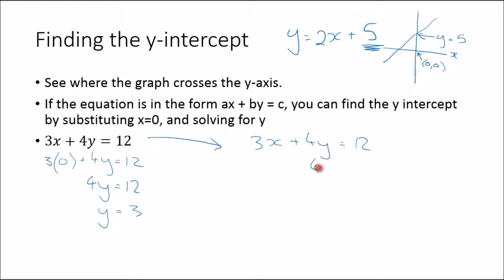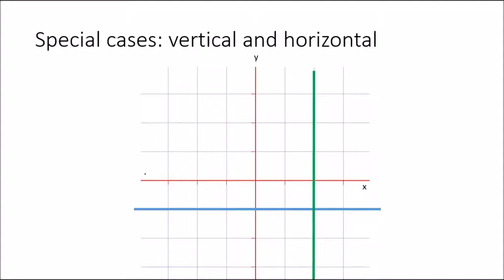I'll take my x's over the other side, and remember I'm going to put them in front of the numbers. Then I'm going to divide everything by 4. I'm going to write my gradient as a fraction in front of the x, plus 3. Okay, and so you can see here again that my y-intercept is 3, which is the same thing we calculated earlier. Now a couple of special cases for lines, vertical and horizontal lines.